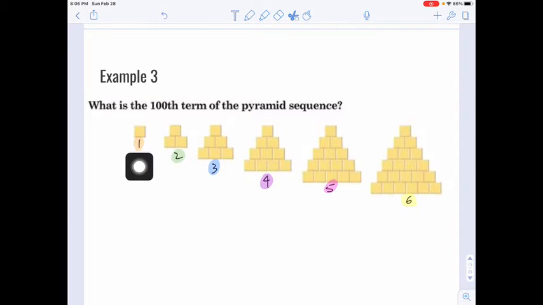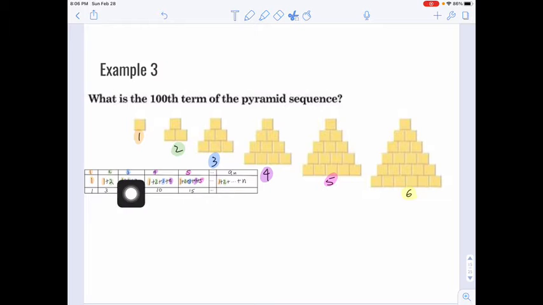So this one block is going to be our first term, the next 3 blocks are going to be our second term, the 6 blocks are going to be our third term, and so on. Next, this table will help us expand our first few terms.